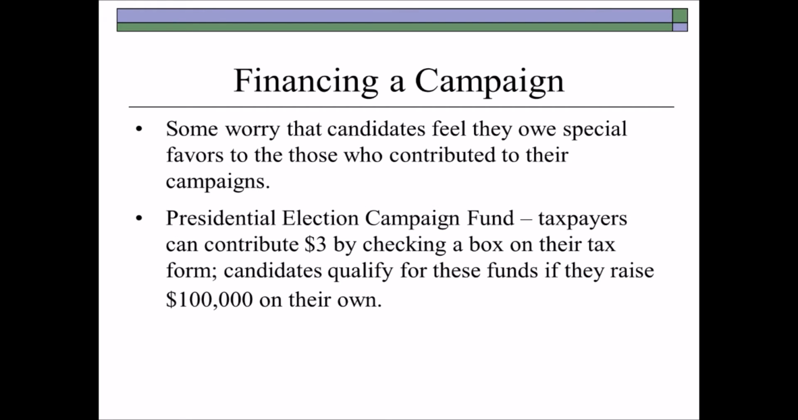Now, Presidential Election Campaign Fund. Taxpayers can contribute $3 by checking a box on their tax form. Candidates qualify for these funds if they raise $100,000 on their own. So basically, there is actually a separate fund, a neutral fund, so there's no favoritism involved with it, where you can donate $3, and most people don't do it, and if you reach a certain threshold in money raising by yourself, you can then access those presidential election campaign funds, but it's not that much money relative to how much other money gets spent on election campaigns. But that was essentially an attempt to mitigate the impact of people trying to get favors by donating money.